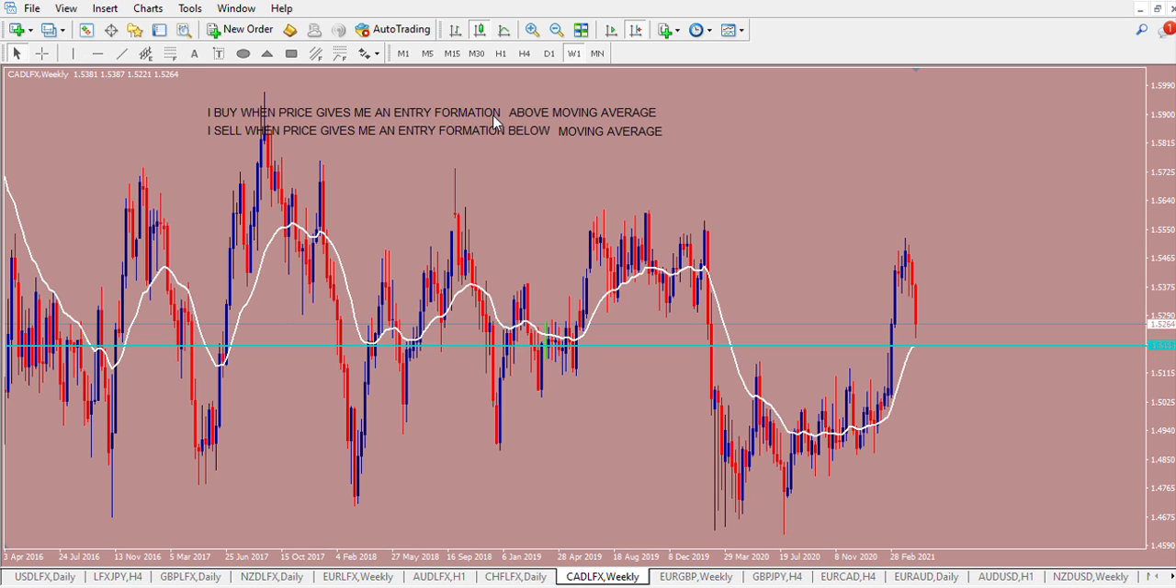Don't forget, I don't buy when price crosses below moving average. No, I said price gives me an entry formation, so I must wait for that entry formation before I enter. And price must be above if I'm buying, and price must be below if I'm selling, my moving average level. So please understand this for now. In the next class, we will go truly into key level areas.